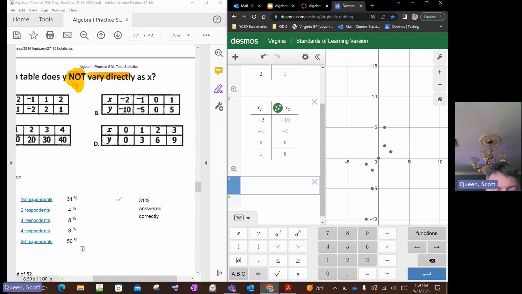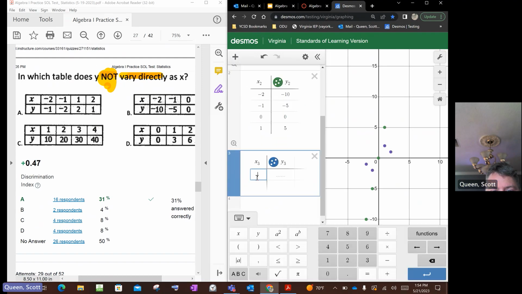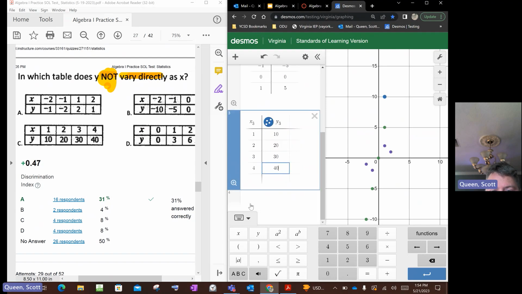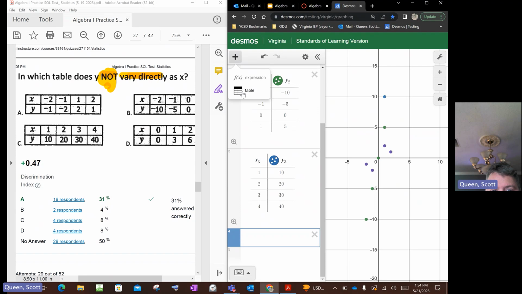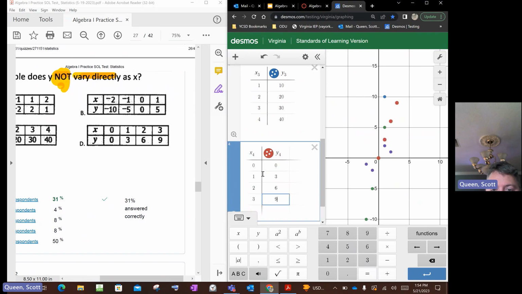Now let's do 3, which is C. All right, there's C. New table. Start graphing. All right, I got 1 and 10. Don't forget to use that tab key. 2 and 20. I'm seeing a pattern here. 3 and 30. Do y'all see it? 4 and 40. Okay. Now let's do D just to close it out. New table. And my D, X and Y, starting off with 0 and 0, 1 and 3, 2 and 6, and 3 and 9. Okay.